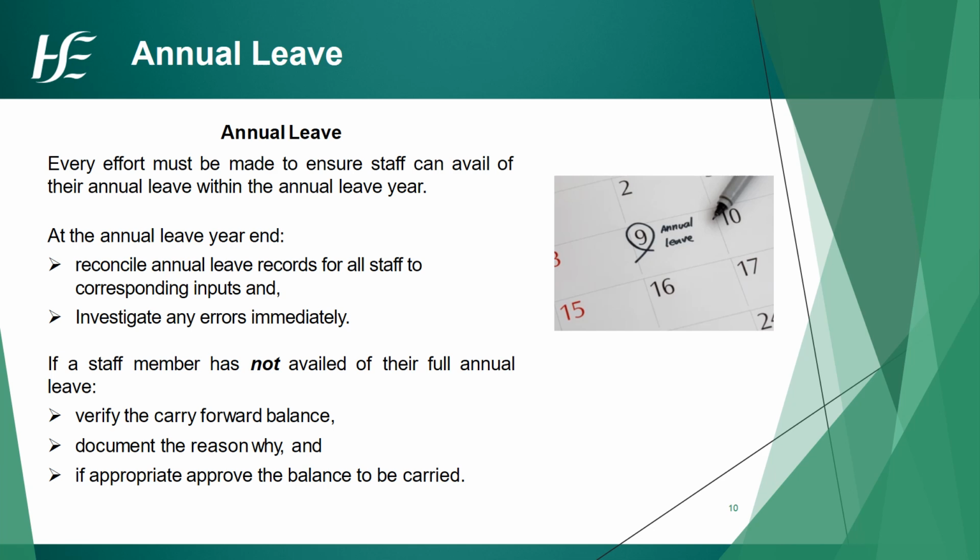It's important that line managers make every effort to ensure that all staff on their team are able to avail of their full annual leave entitlement within the annual leave year. So when it's year end, line managers need to reconcile annual leave records for all staff to corresponding inputs, and if there are any errors, it's important to investigate these immediately and rectify them. If for some reason a staff member has not been able to take their full annual leave entitlement, the line manager needs to verify the carried forward balance, document the reason why there is a carried forward balance, and if appropriate, approve the balance to be carried forward into the next leave year.